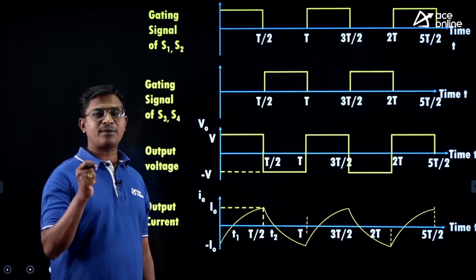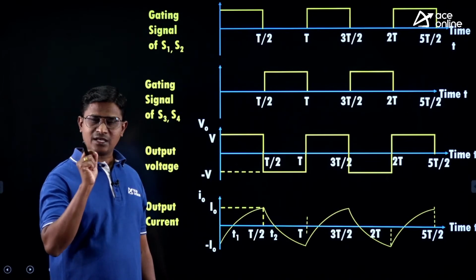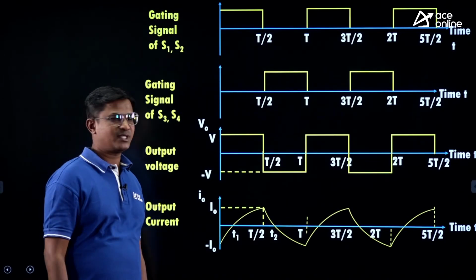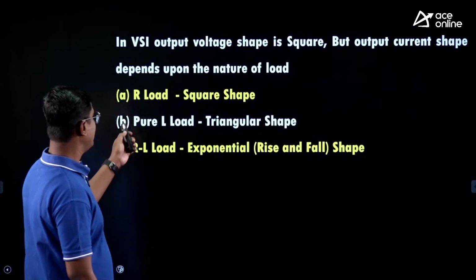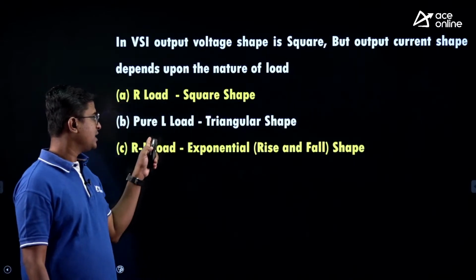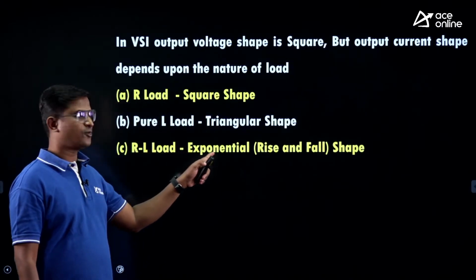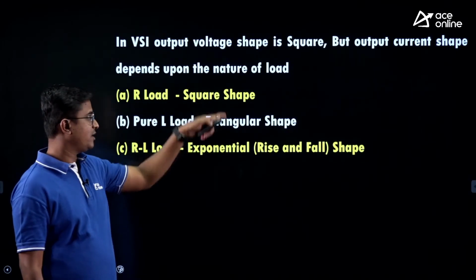Which harmonics are present? Only odd harmonics are present. Even harmonics are absent. Same thing: R load square wave shape, L load triangular, and RL is exponential. This is the current waveform they have given.